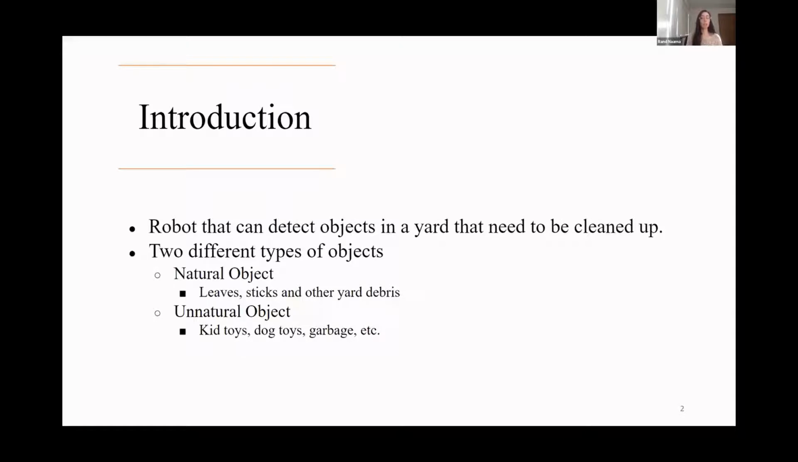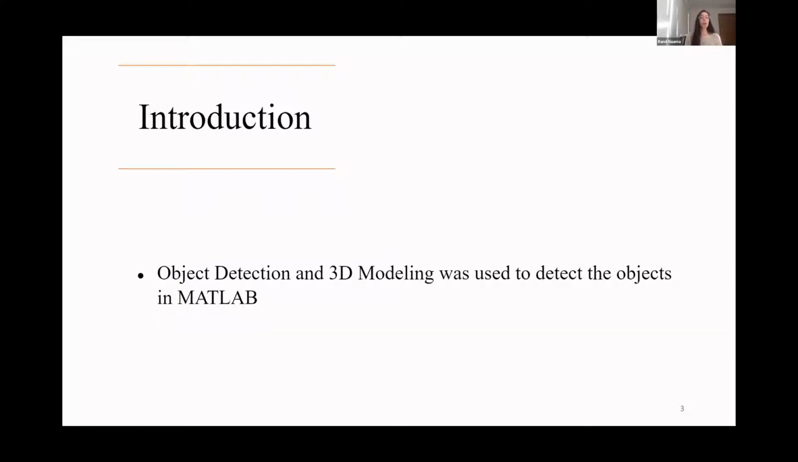Basically, the robot will identify the objects and specify whether they are natural or unnatural. If they are natural, it will leave them as they are, but if they are not, such as kids' toys, dog toys, etc., then it will create a 3D model to find a better way to pick them up. Next slide. Both object detection and 3D modeling were used to detect the objects in MATLAB. And next slide.